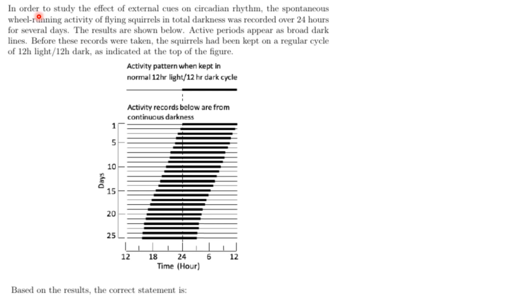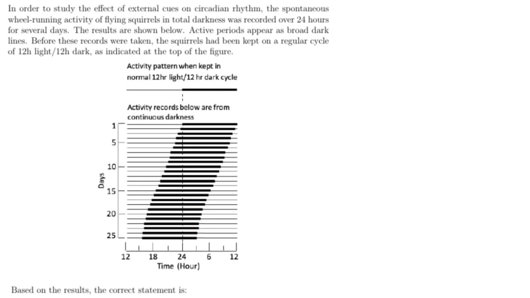In order to study the effect of external cues on circadian rhythm, the spontaneous wheel running activity of flying squirrels in total darkness was recorded over 24 hours for several days. The results are shown below. Active periods appear as dark broad lines. That is, these lines are active periods. Before these records were taken, the squirrels had been kept on a regular cycle of 12 hours light and 12 hours dark as indicated at the top of the figure. So this is the activity pattern when kept in normal 12-hour light and 12-hour dark cycle. And the activity records below are from continuous darkness.